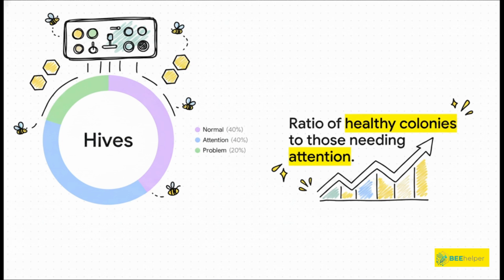It visualizes the overall health of your apiary using really clear, easy-to-read charts. At a single glance, you can see the exact ratio of healthy colonies to those with problems. This is actionable data that helps you make better business decisions.